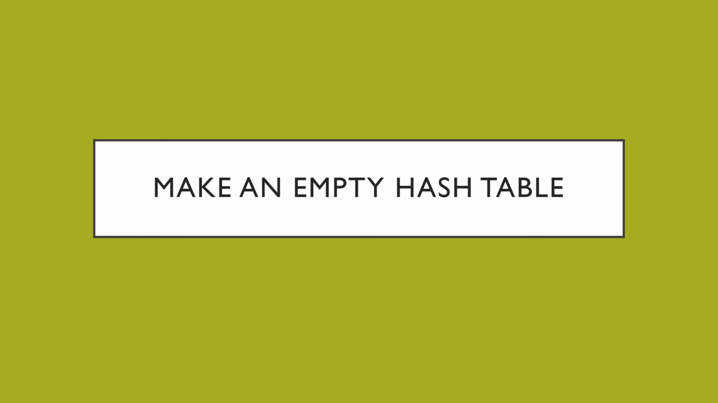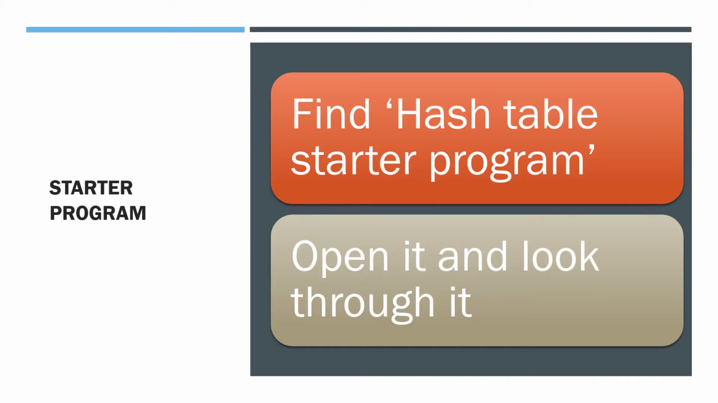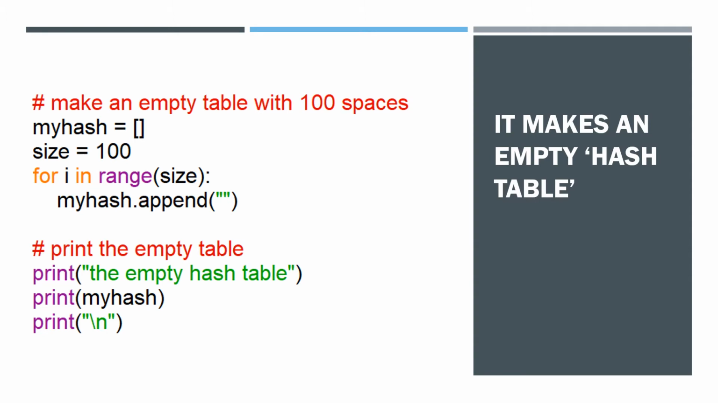If you're my student, then you can simply download the program that I've provided on the Moodle. If not, you can copy the code which I'm about to show you. The starter program that I have provided is called Hashtable Starter Program. So find that on the Moodle and look through it. You can pause this video now while you do that. This is what the file should look like on your screen. If you're not my student, you can pause the video now and type in this code.